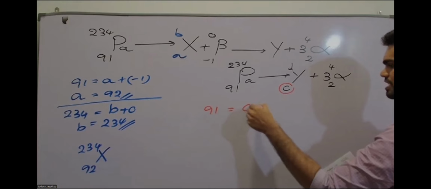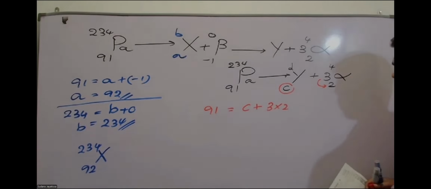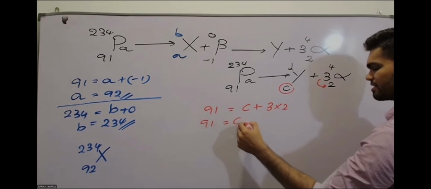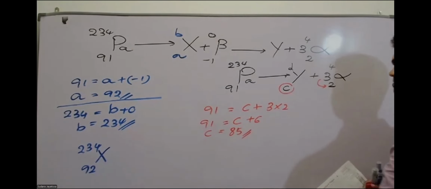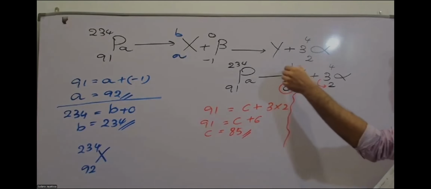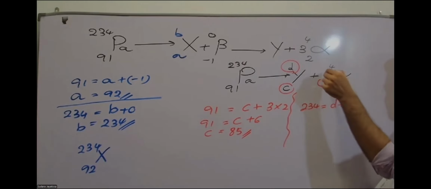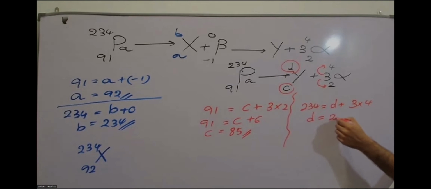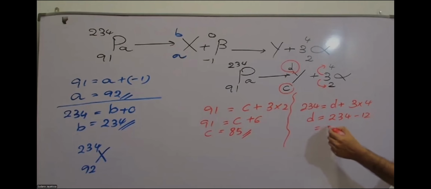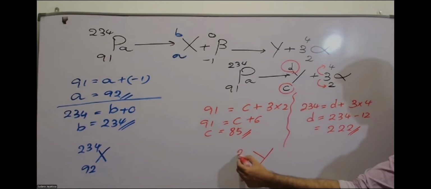So here you can say 91 is equal to C plus here 3 into 2, 6. Okay, so 91 is equal to C plus 6. Then C is equal to 85. And then next one, you can talk about D here. 234 is equal to D plus, here also again 3 is affecting, 3 times 4, 12. So D is equal to 234 minus 12, which is 222. Okay? So then your Y is going to be 85 and 222.